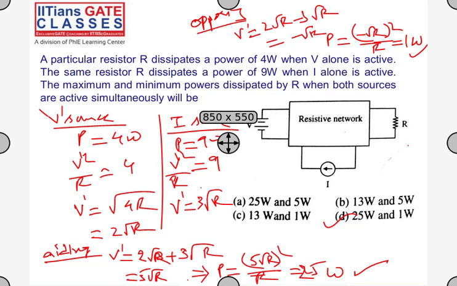So when they got added, I got 5 root R. The power is again voltage square by R, 5 root R square by R, which is 25 watts. And when they are subtracted, 2 root R minus 3 root R is minus root R. Power is minus root R square by R, which is 1 watt. So the maximum is 25 watts, the minimum is 1 watt. Is it clear now? Any more clarifications needed?